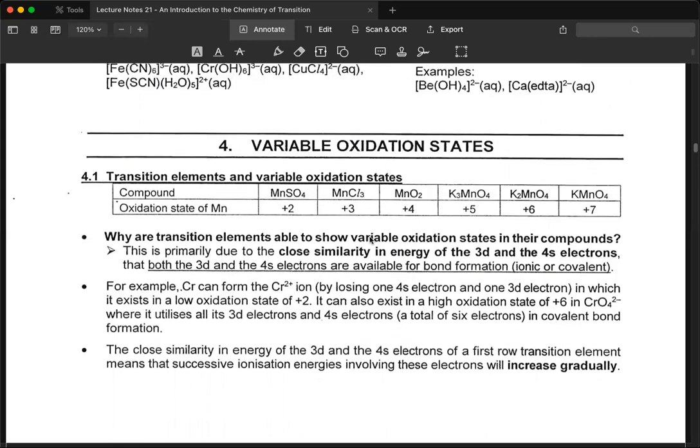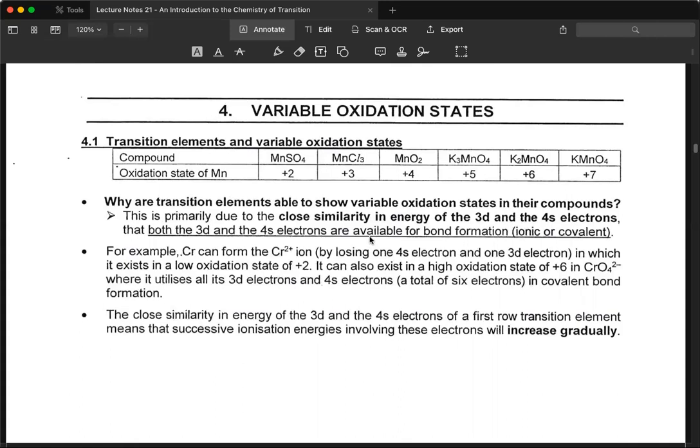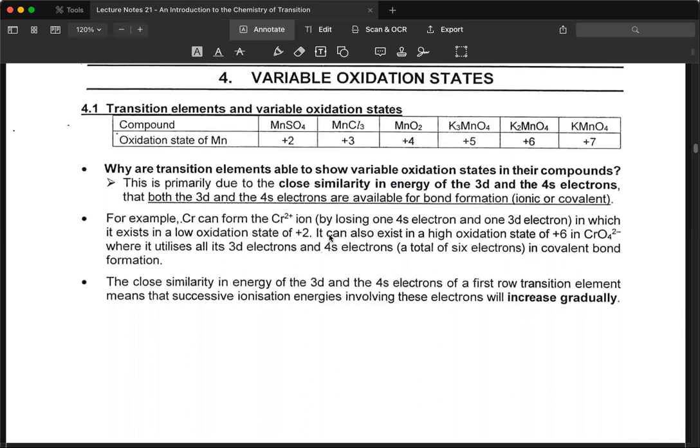So these are some of the examples. Why are transition elements able to show variable oxidation states in their compounds? Because 3d and 4s electrons are very close in energy level. So when bonds are formed, it can involve electrons from the 4s and the 3d. For example, chromium can form Cr2+ by losing one electron from 4s and the other from 3d, in which it exists in a low oxidation state of +2. However, in the case of CrO4 2-, we can see that Cr assumes a high oxidation state of +6 because it is able to utilize all the 3d electrons and 4s electron, a total of 6 electrons, in covalent bond formation. This is because of the close similarity in energy of the 3d and 4s electrons for the first row transition metals.